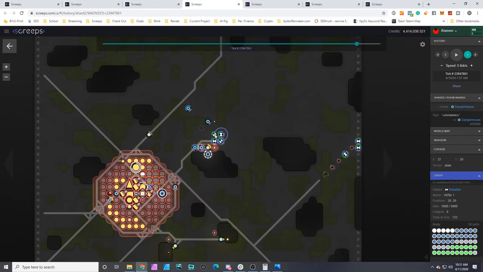So, with a little bit more tough, this unit would have been able to tank the tower damage very easily, and a little bit of damage from these guys.